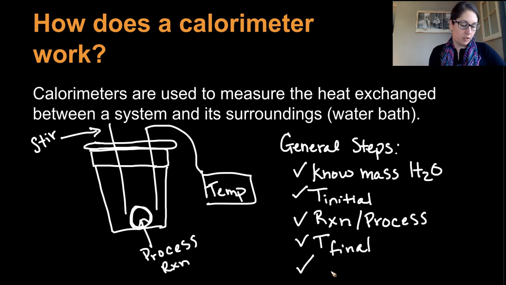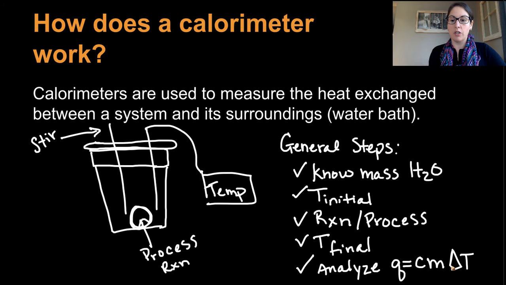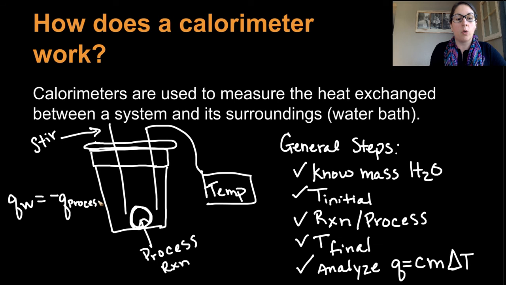And we also need to be able to analyze using the specific heat equation that we were using. So heat is equal to the specific heat times the mass times the change in temperature. This helps us to know that the heat, the Q of the water that we are working with, is equal to the negative Q of whatever the process or the reaction is.